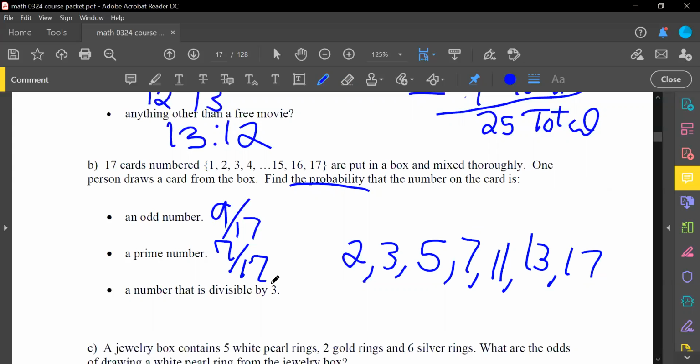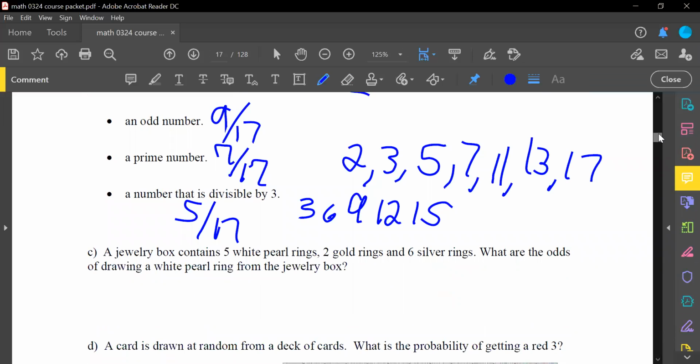All right. The probability that a number is divisible by 3. So let's see, that would be 3, 6, 9, 12, 15, and that's it. So I got 1, 2, 3, 4, 5 out of 17. Okay.